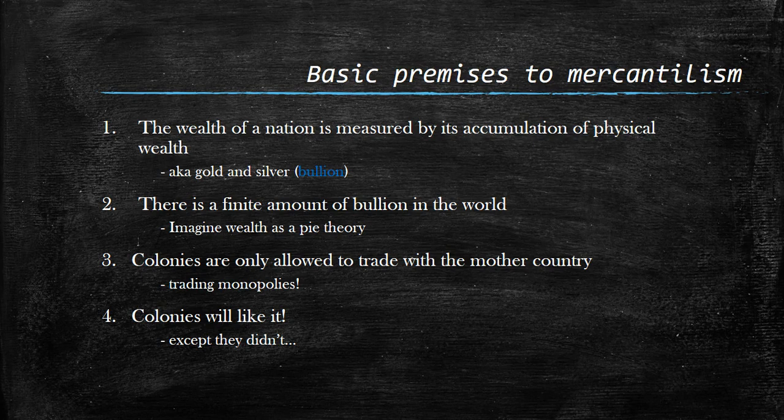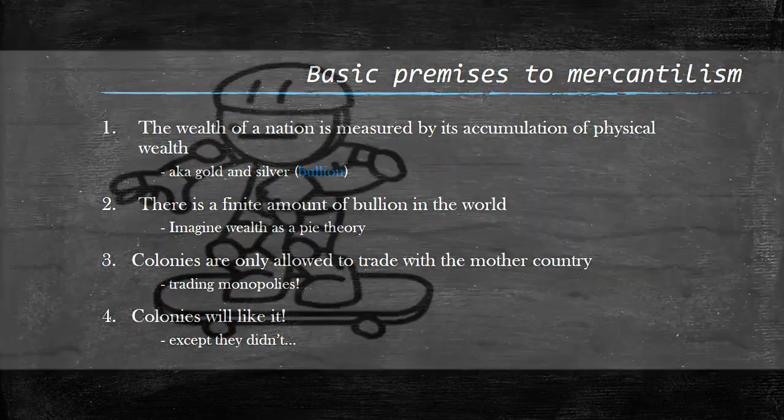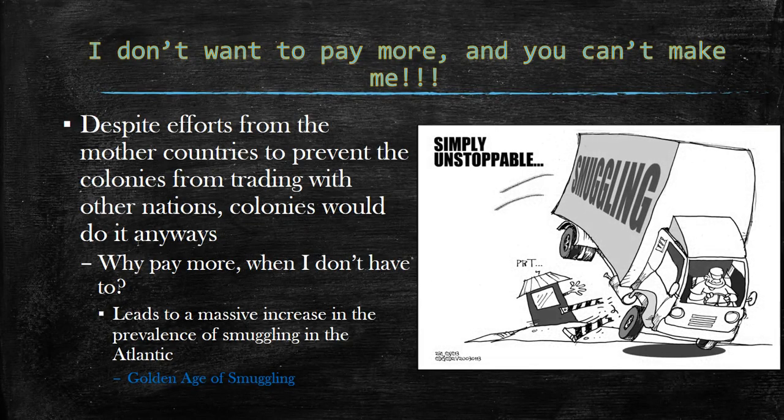But the reality is that it was an illusion to begin with. Colonies do not necessarily like this system, and because of that, what we see during this early age of mercantilism is the development of smuggling. People don't want to be forced to trade with only one group of people. Modern economics tells us that the more competitors you have, the better the deal is. If you can buy something for $5 when other people are charging $10, you're going to choose the cheaper deal. The deal is most beneficial to you.